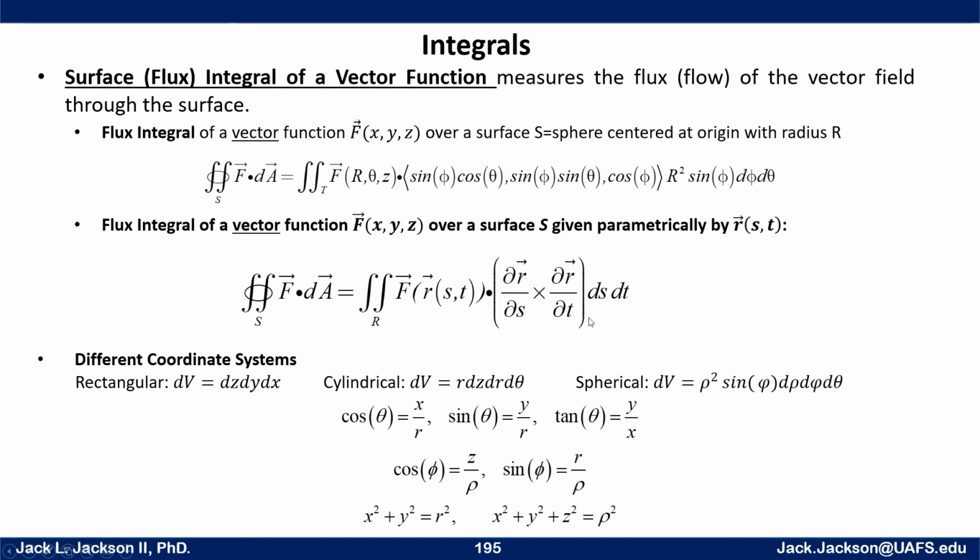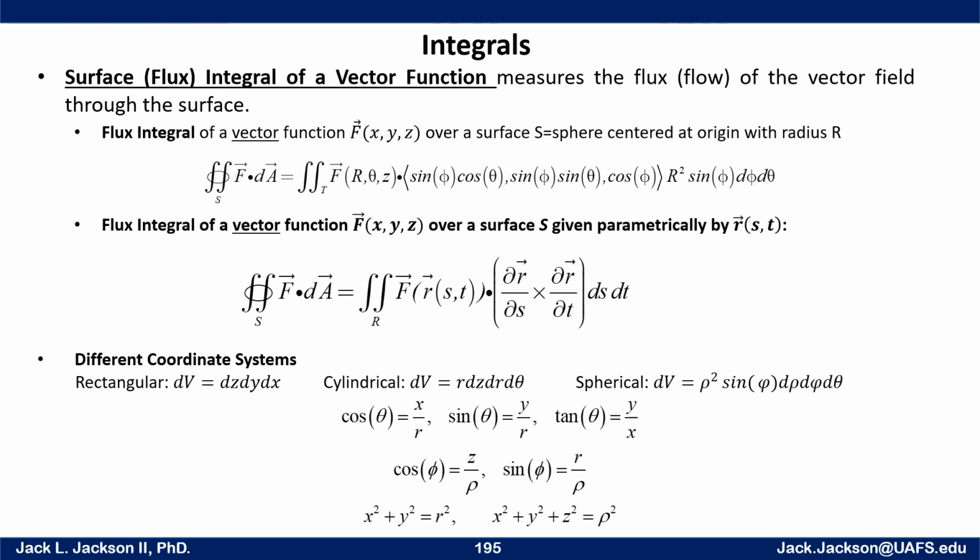So that's a summary of those formulas. We also have different coordinate systems where we can have rectangular, cylindrical, and spherical coordinates. So rectangular, we're given a point by x, y, and z coordinates. Cylindrical, we're given r, theta, and z. And spherical, we're given rho and a theta and a phi. And we have some basic relationships. Cosine of theta is x over r. Sine of theta is y over r. Tangent theta is y over x. Cosine of phi is z over rho. Sine of phi is r over rho. x squared plus y squared is r squared, and x squared plus y squared plus z squared equals rho squared.